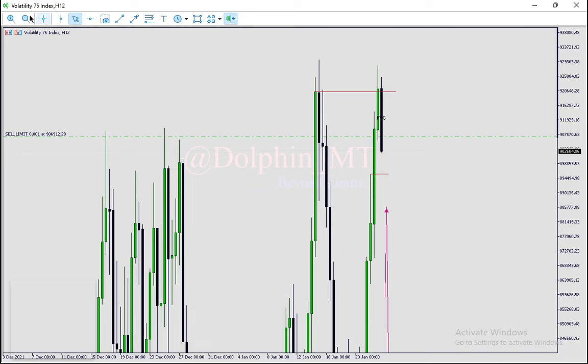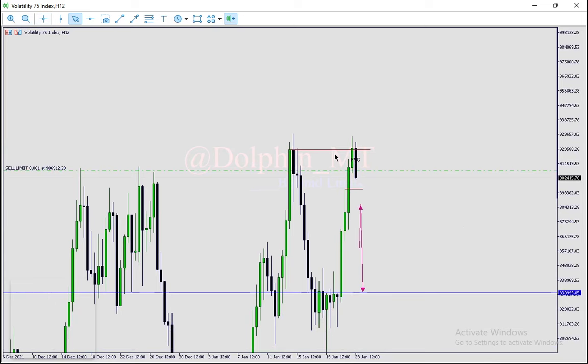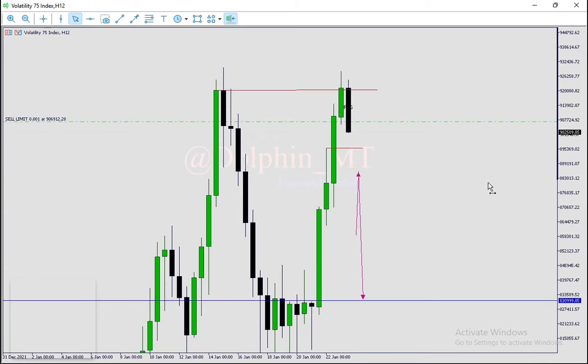This is Volatility Index 75, and this is a 12-hour chart. We can see that price already rejected this rejection block. Those who understand the rejection block, it is the most recent up close price. It forms a swing high, and once price comes back to that swing high but does not break the high, it is regarded as a rejection block. It's coming to this fair value gap high, fair value gap low. That's where I'm anticipating that price should be coming back to.